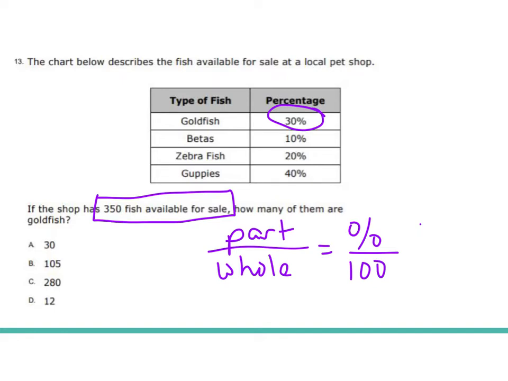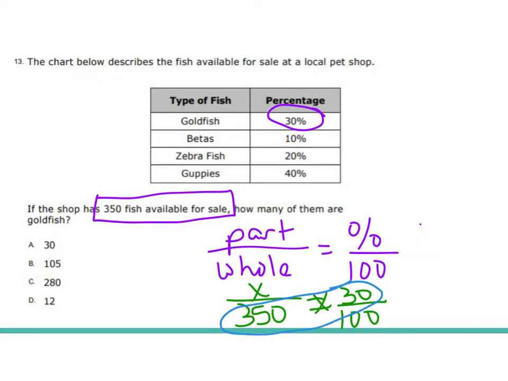So what we're going to do, we're going to go ahead and fill in what we know. So I don't have the part, so that's what I'm looking for. 350 is how many were in the store. So that's the total fish. Then the percent was 30, and then you have 100. So I'm going to multiply that. So we're going to go ahead and multiply 30 times 350.